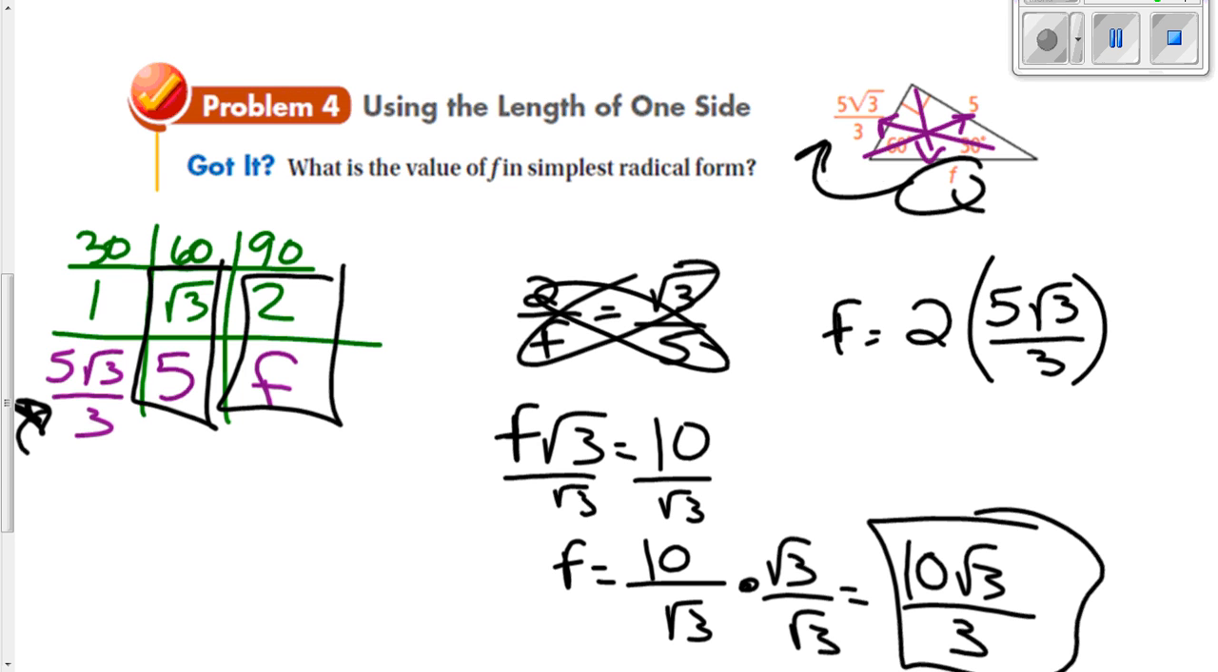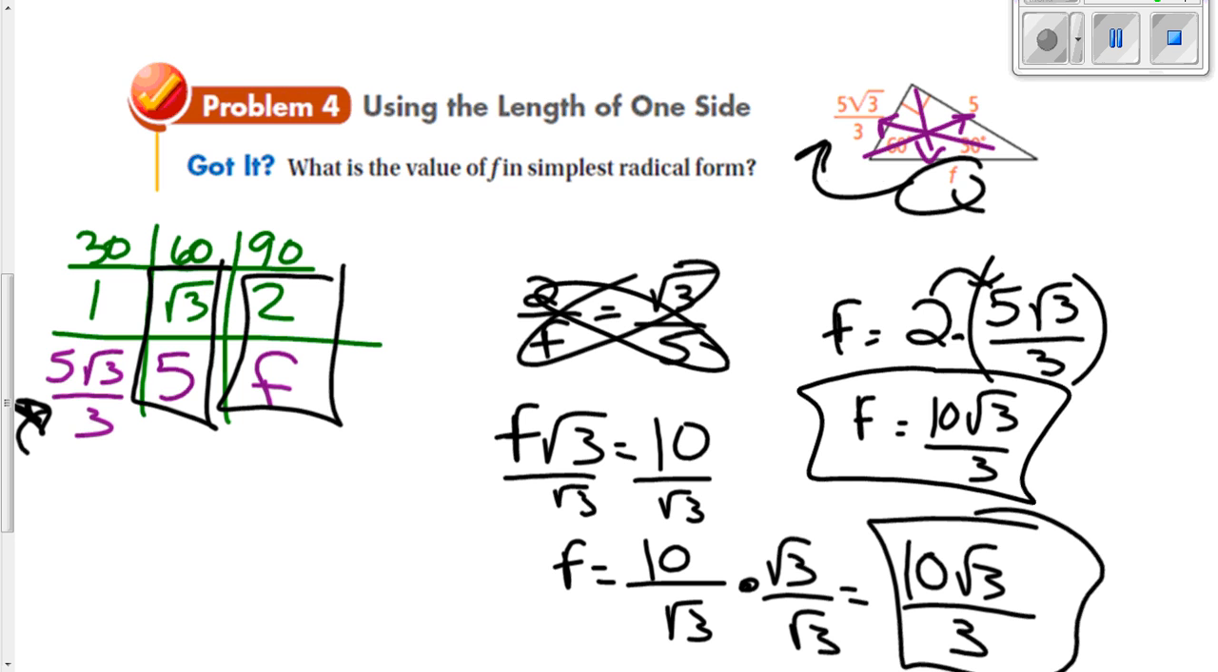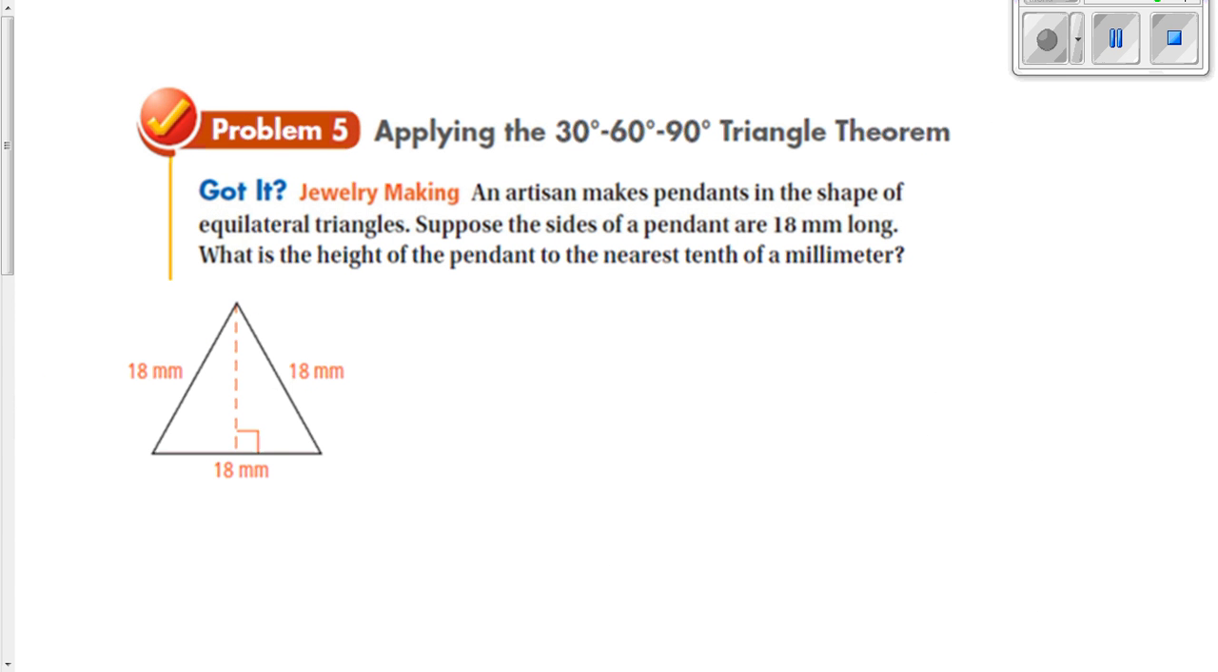So to simplify, 2 times 5 is 10. There's no radical here, so that stays radical 3, and that's over 3. So that's how I got my answer. Some of you will not need that proportional chart. It's okay if you do. All right, I'm going to go ahead and pause the video. You're going to do the last problem on your own, whichever method you want. I will show both. You need to think about this triangle and think about your side length. So go ahead and pause it and try it.